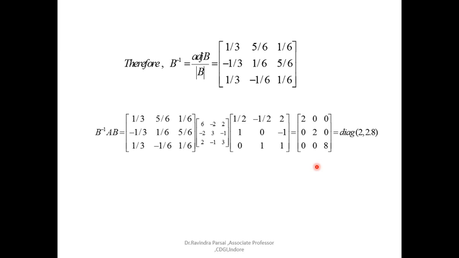Since the diagonal elements of this matrix are nothing but the eigenvalues of the given matrix, hence we show, or we can say, that the given matrix is a diagonalizable matrix. So this is all about diagonalization of a matrix.